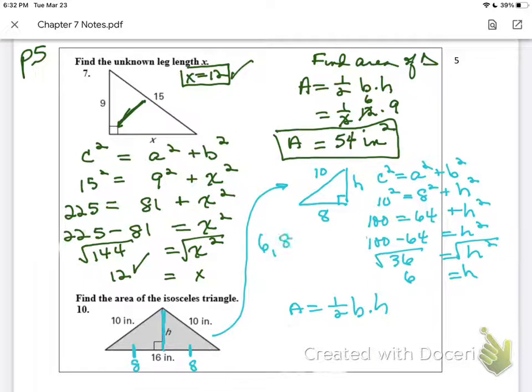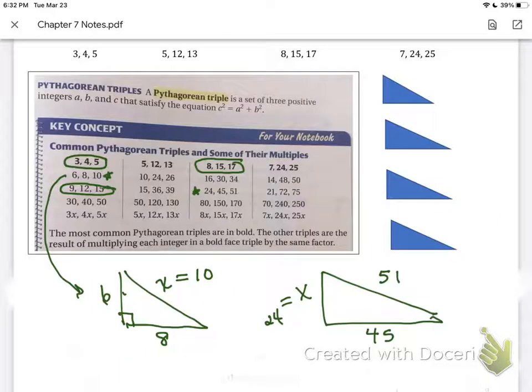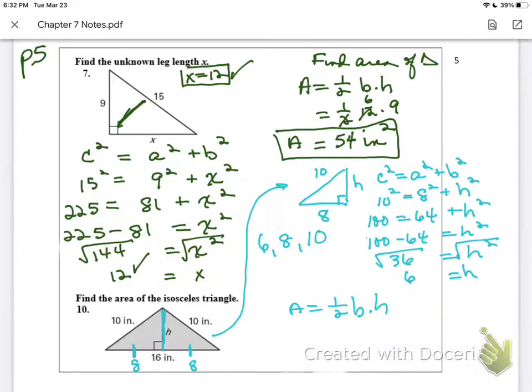Okay, so now, and by the way, guess what? 6, 8, and 10 is a triple. Should we go back and see? 6, 8, and 10, right here, it's a triple. If I knew that, I would not have had to do all the math. But there's always a way to get your answer by using math, but the triples are nice to know.